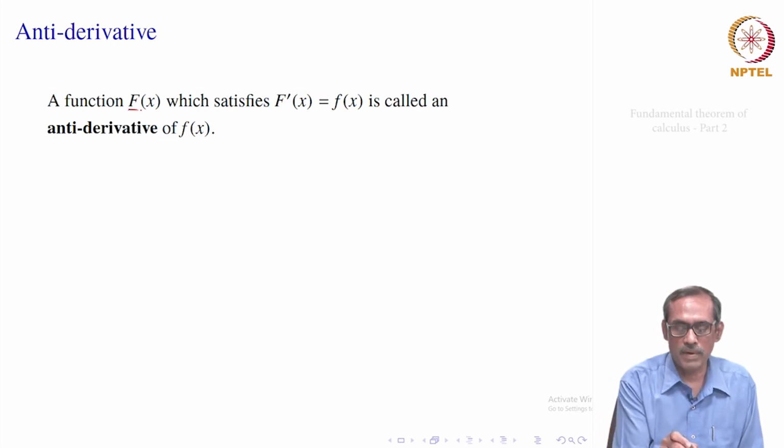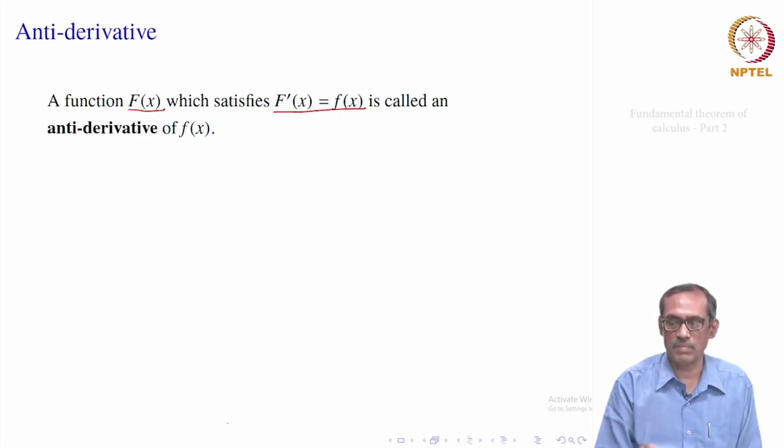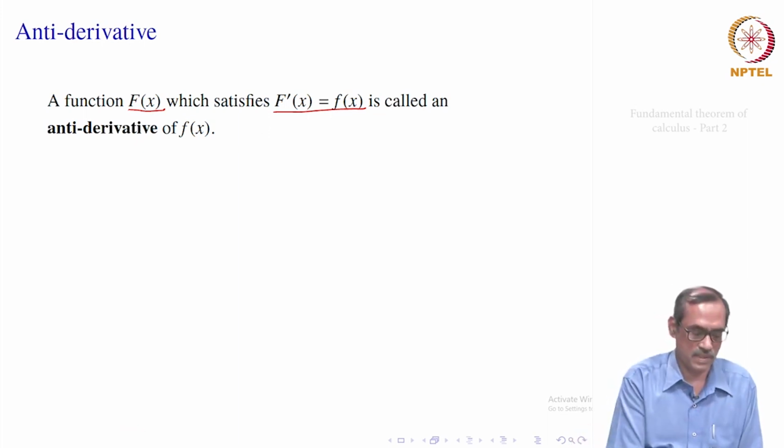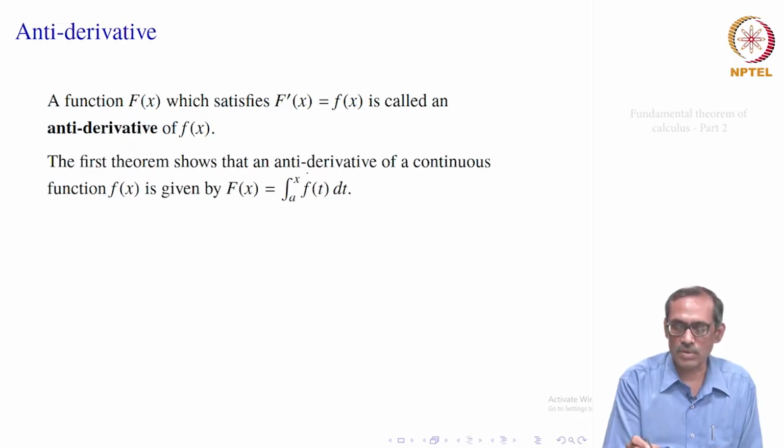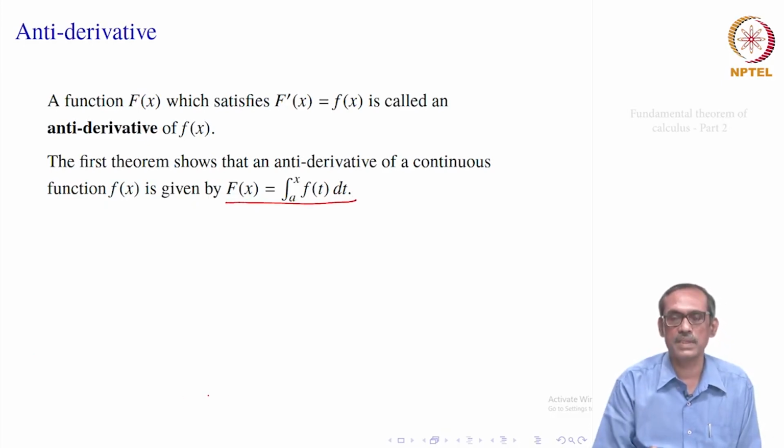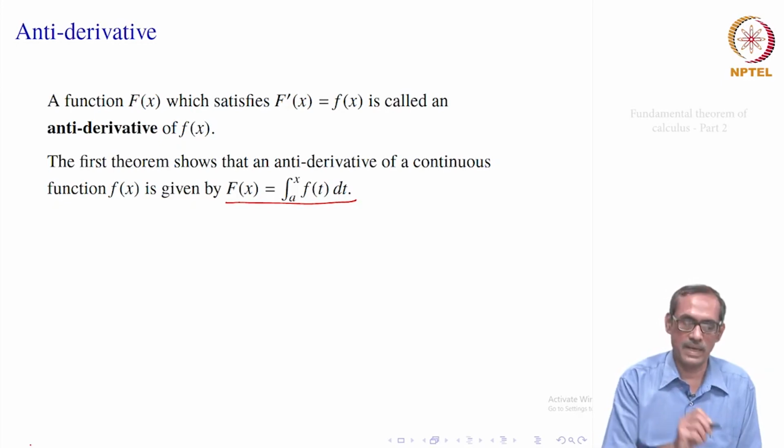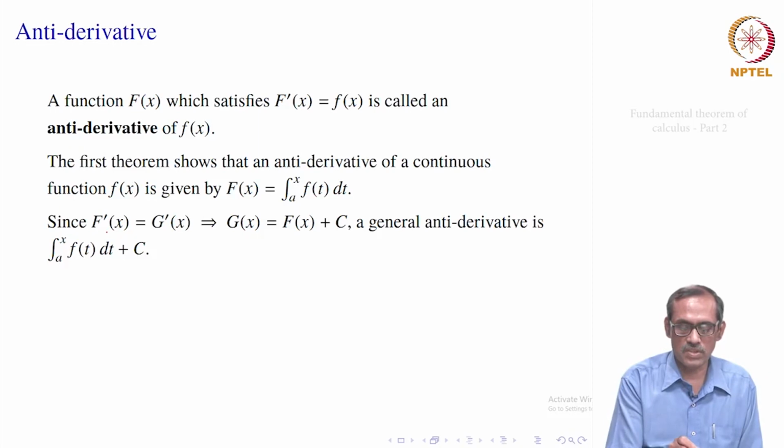We will say that a function capital F of x that satisfies F prime x equal to small f of x is called an antiderivative of f of x. That means you differentiate that, you get this function. So in a way it is an antiderivative of f of x. The first theorem shows that an antiderivative of a continuous function f(x) can be given by F(x) equal to integral a to x f of t dt, because once you differentiate this, you would get back f(x). So capital F(x) is an antiderivative of this. So this says F prime x equal to g prime x implies g(x) equals F(x) plus c.